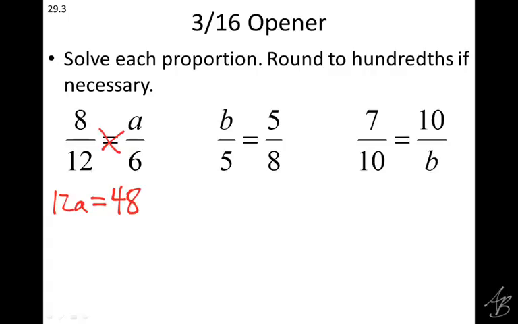Now, we do want to solve this equation, so setting that up, we'll circle a variable, draw the line, and then do what, Amaze? Divide by 12 on each side. All right, and then 12's cancel, leaving A. And on the right side, 48 divided by 12 is? 4.